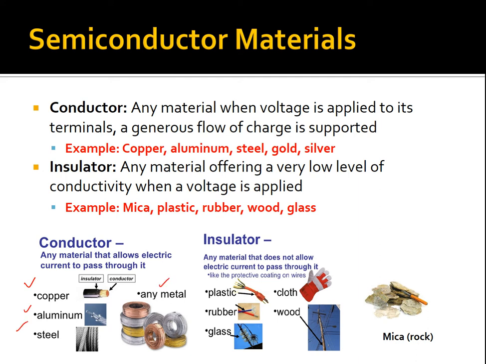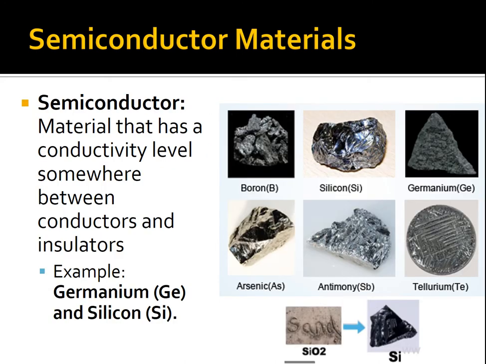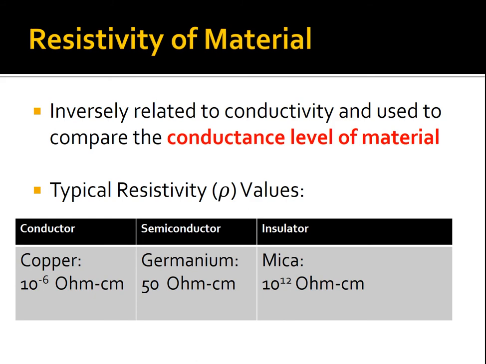Insulators are anything through which the charge cannot flow. So plastic, rubber, glass, cloth, wood, these are some examples of insulators. Semiconductors are the materials which lie in between the conductor and insulator. So conductor, insulator, and here we have the semiconductors. The common examples of semiconductor materials are silicon and germanium, and we have discussed this in quite some detail.